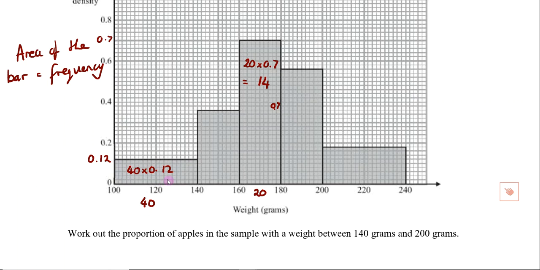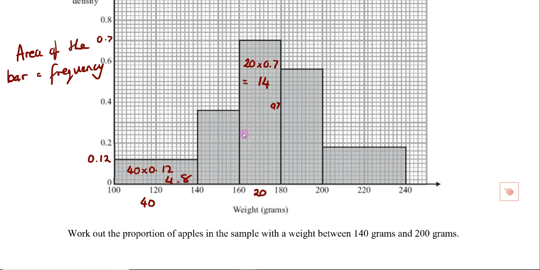Don't you not need to know that? No, you do. I do because I have to work out proportion. So what is it? 4.8. So I have a frequency of 4.8. Yeah, it's 4.8.